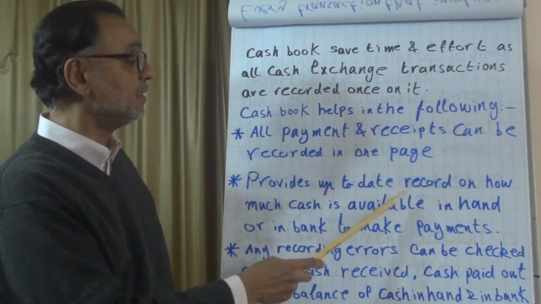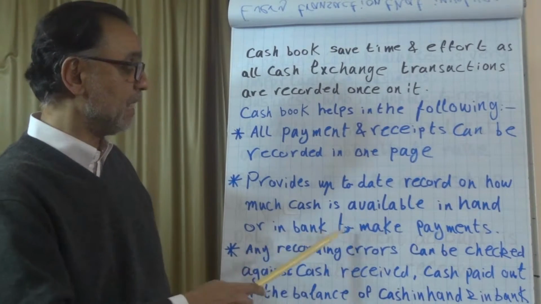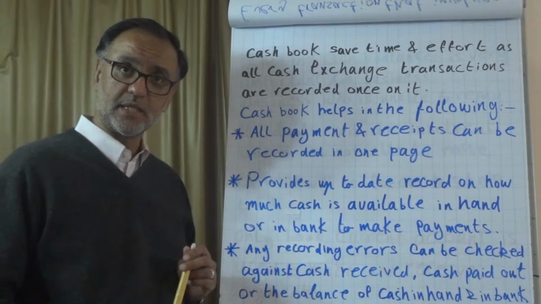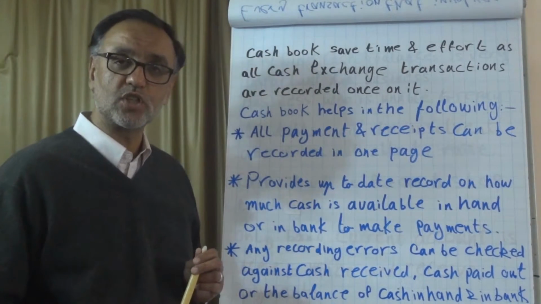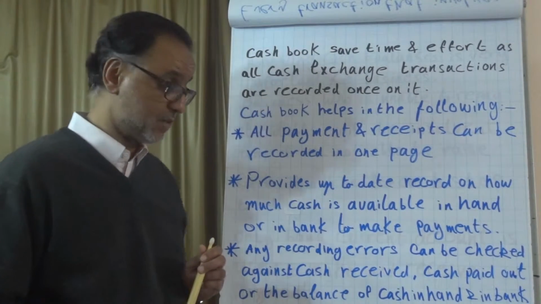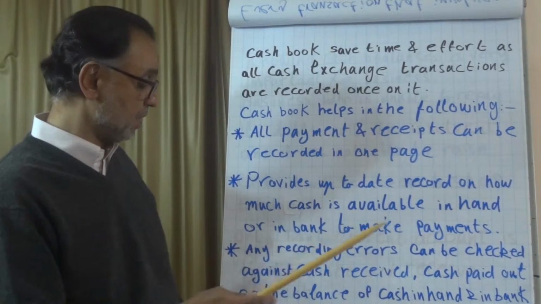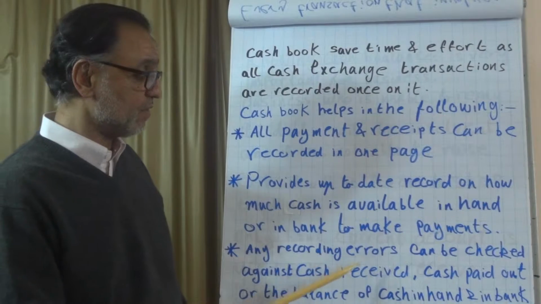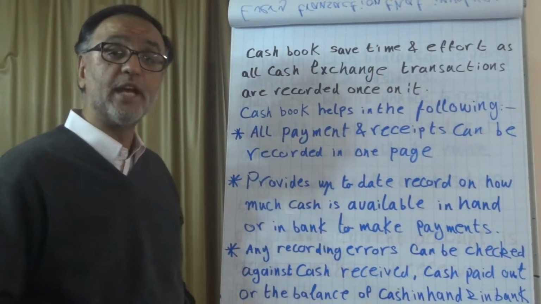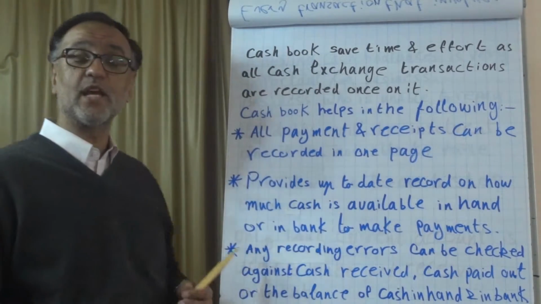It provides an up-to-date record of how much cash is available in hand or in bank to make payments. We can get the balance immediately after every transaction that we enter, either payment or receipt, as we have seen in the previous example. Also, any recording errors can be checked against cash received, cash paid out, or the balance of cash in hand or in the bank. So we have three benefits from having the cash book.